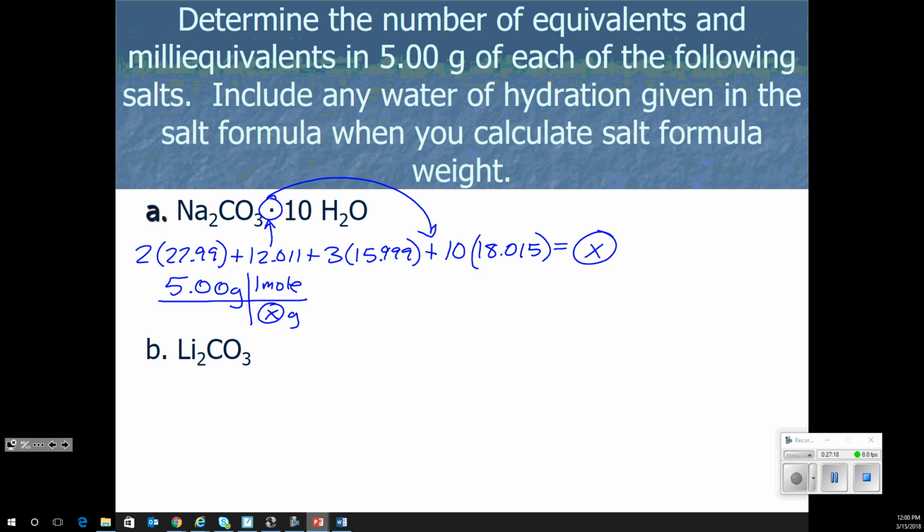What's the charge on the positive ion? Plus 1. So in 1 mole of this, there's 1 equivalent of sodium. And I've got my equivalents. If they asked me what the equivalence of carbonate was, then I would do the minus 2. Or the 2, sorry. Now, to get to milli-equivalents, once I have this answer, I times it by 1,000. Easy, right? We're okay?